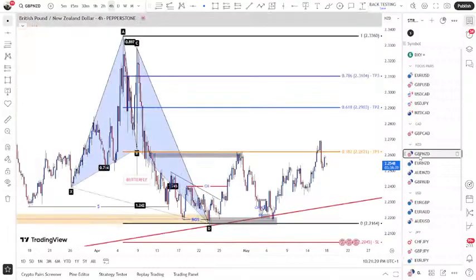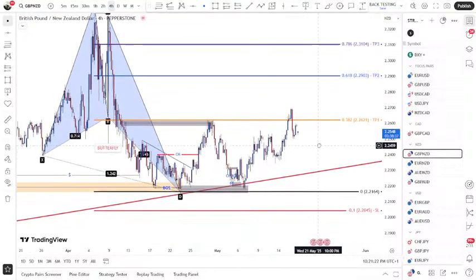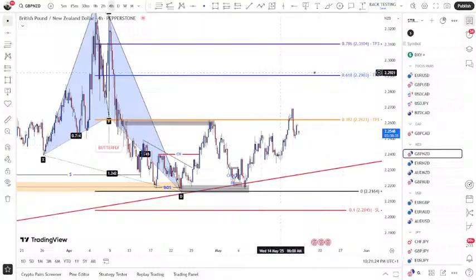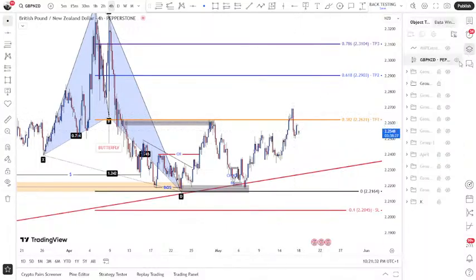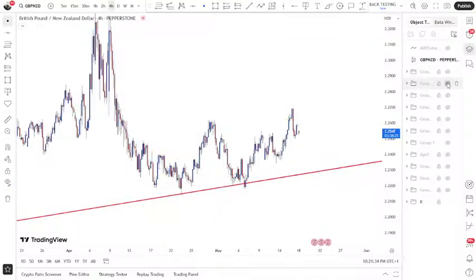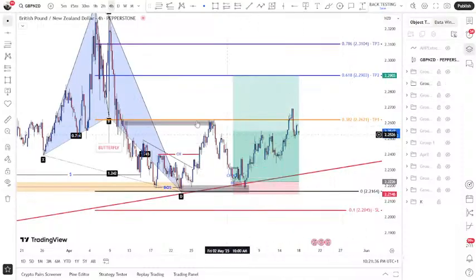GBP NZD, the same thing. I'm still expecting a more push to the upside to our final target at 0.618. So last week, before market closed on Thursday, we were able to achieve the first target on this setup. Yes, so we were able to achieve the first target on this setup.